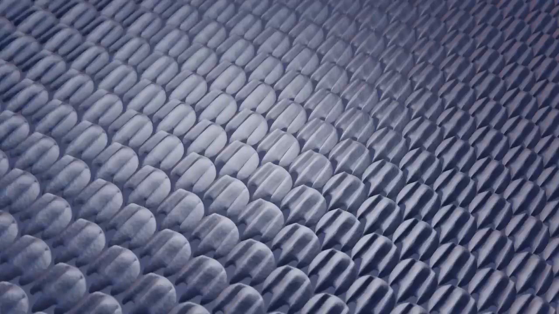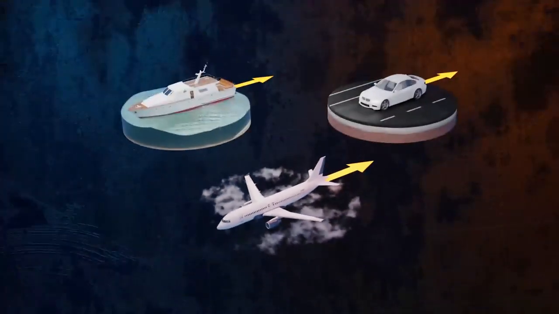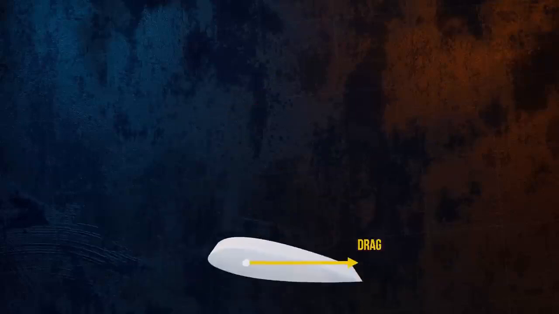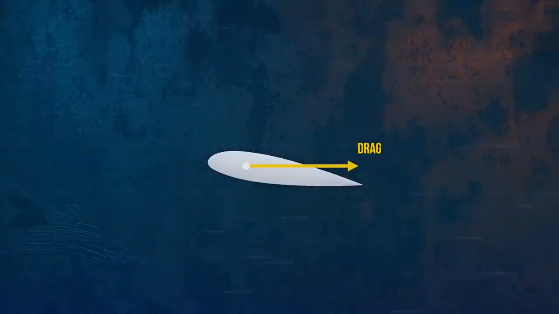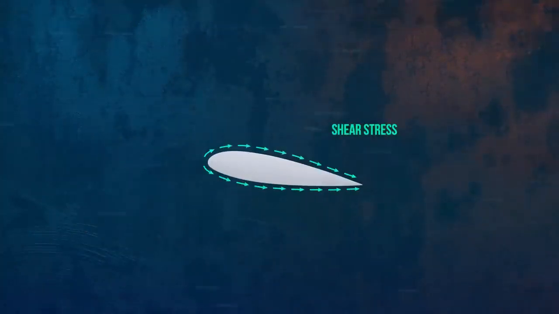But to optimize the design of objects affected by drag forces, we first need to understand where these forces come from. So let's start by covering the basics. Drag forces are caused by two different types of stress, which act on the surface of an object. First, we have the wall shear stresses. These stresses act tangential to the object's surface and are caused by frictional forces that arise because of a fluid's viscosity.